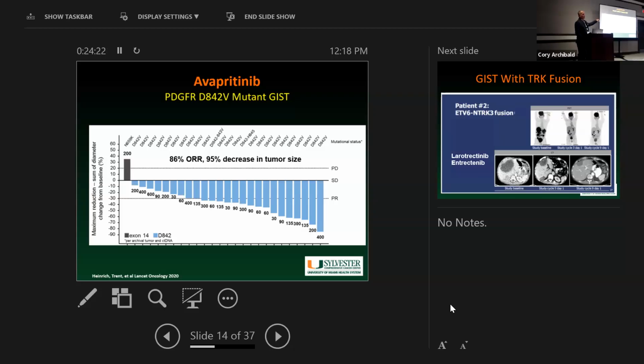Each downward bar represents a decrease in tumor size, and the percentage is over here on the y-axis. You can see almost all of the patients except one, at the time of this evaluation, had a decrease in their tumor size. If you looked at the same data with imatinib, all of the bars would be going up. There wouldn't be anybody's tumor shrinking.